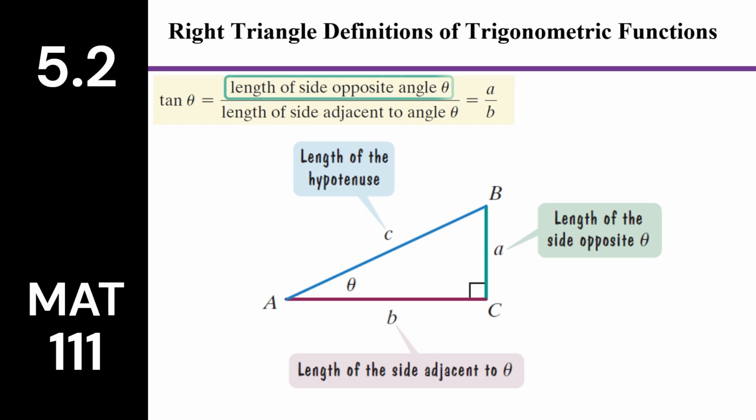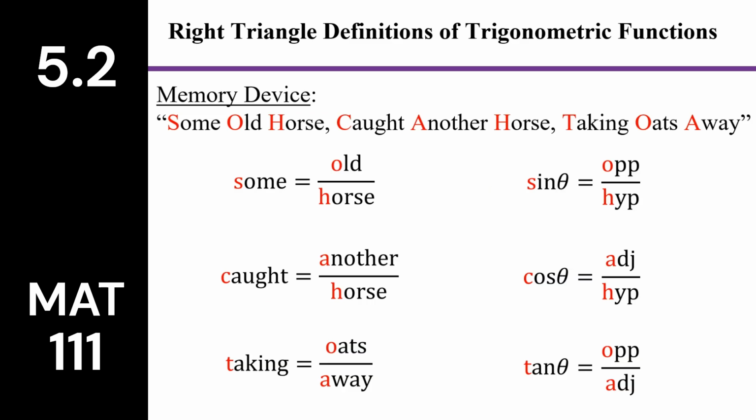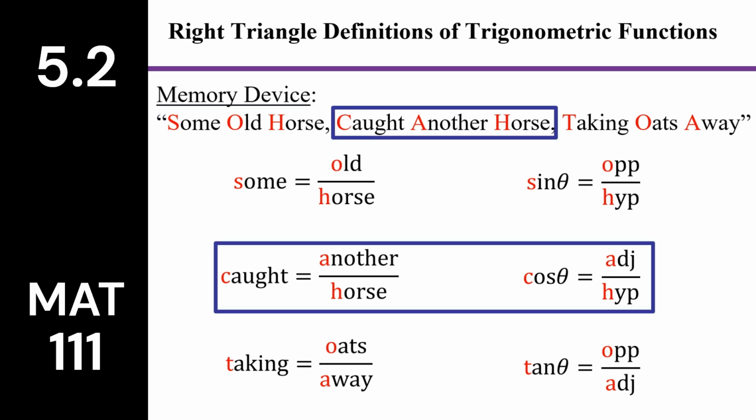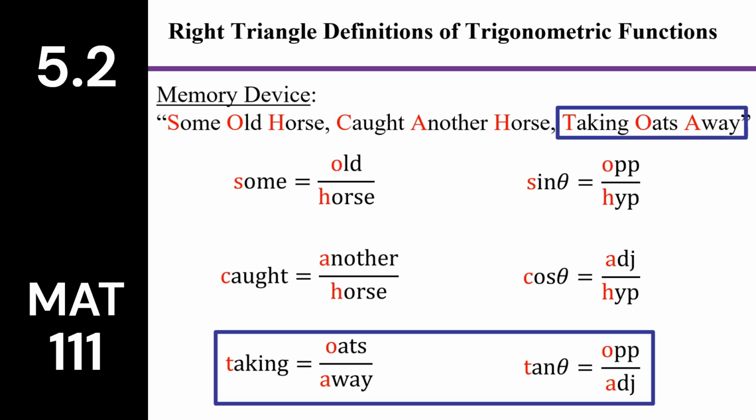Tangent is the opposite over the adjacent. Here's a memory device. There are several that you could use. This one is: some old horse caught another horse taking oats away. Some old horse reminds us that the sine is the opposite over the hypotenuse. Caught another horse reminds us that the cosine is the adjacent over the hypotenuse. And taking oats away reminds us that the tangent is the opposite over the adjacent.